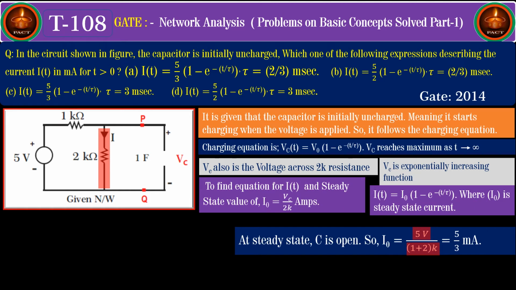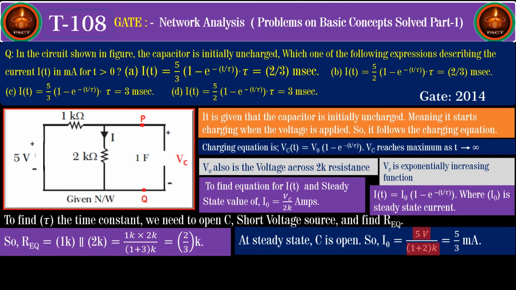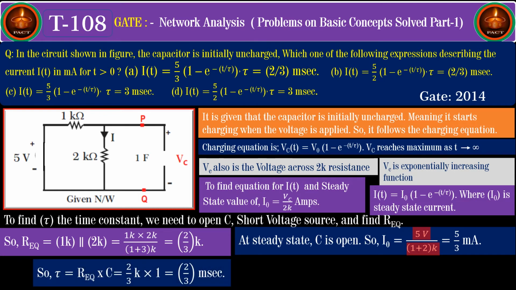We have to find out tau, the time constant. To find the time constant, you know that the energy storing element is to be opened, so the capacitor is open, and sources are to be made 0. Yes, the 5 volt source also is made 0, and if you look into the circuit, that will give us R equivalent. You see that 1K and 2K are in parallel, and hence R equivalent is equal to 1K parallel 2K, which is 2 divided by 3K. And tau is equal to R equivalent into C, which is 2 divided by 3K into 1 farad, which will give us tau is equal to 2 divided by 3 milliseconds.